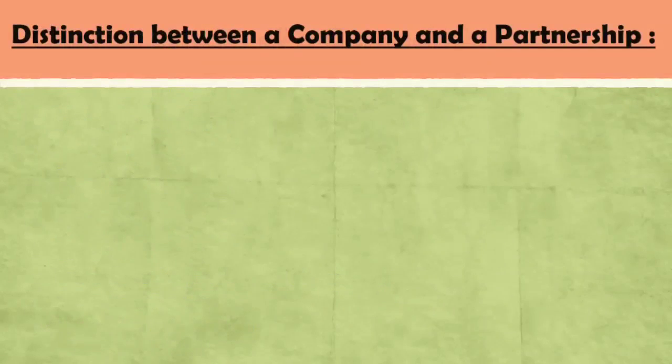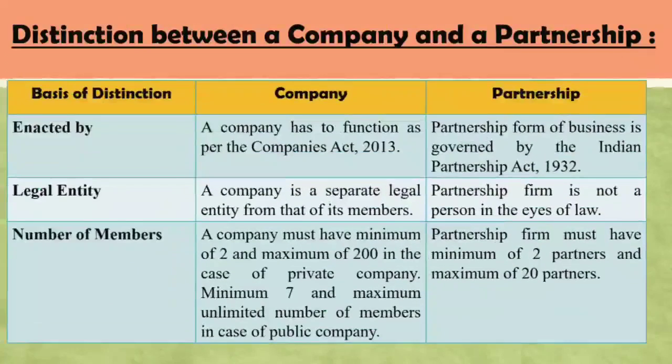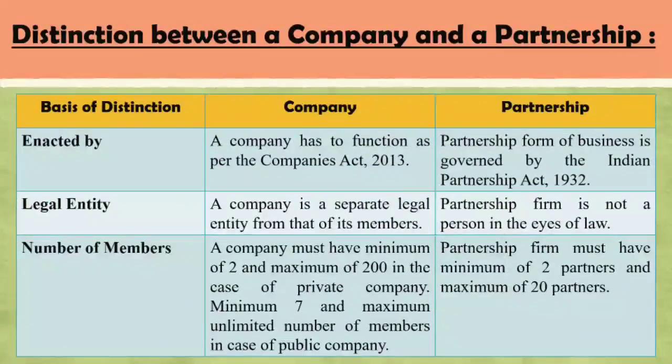Now we will see the distinction between a company and a partnership. What is the difference between a company and a partnership? So let us see it. See, the basis of distinction, company and partnership. The first is enacted by, that is, by which act it is created. A company has been created under the Companies Act 2013, while the partnership form of business is governed by the Indian Partnership Act 1932.